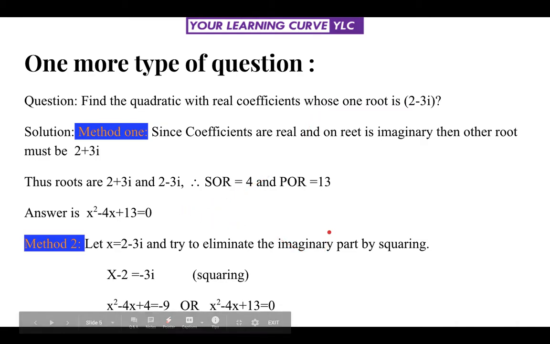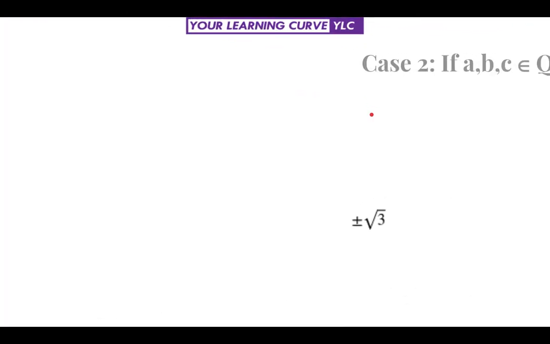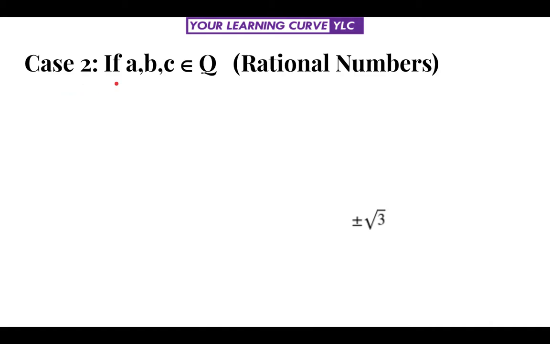Both the answers are same. You can use any one of these two methods, but you have to make sure that the coefficients required in the equation are real, then only you will apply this method. Now let us see what happens if a, b, c are rational numbers. This is a subset of the previous part. Please ignore this plus minus root 3, it will be coming later. If a, b, c are rational, then this is a subset of the previous part, because if a, b, c are rational, then they are a subset of real numbers.